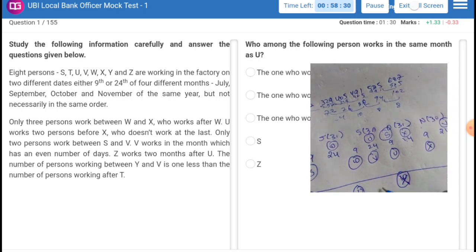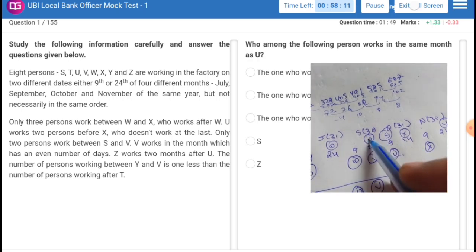And S. So Z is 2 months after U. October, November. So this is not possible. September, October and November.